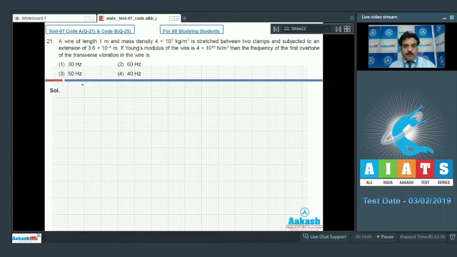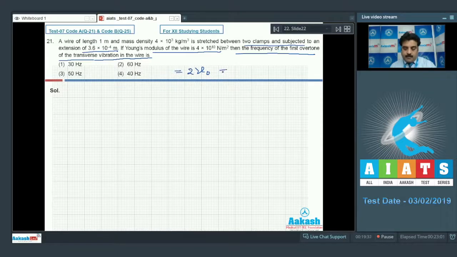So question number 21. A wire of length 1 meter and mass density 4 into 10 to the power 3 kg per meter cube is stretched between two clamps subject to an extension. The Young modulus of the wire is given. Then find the frequency of the first overtone of the transverse vibration in the wire. Okay, so the frequency of the first overtone I can write as 2 times nu naught.